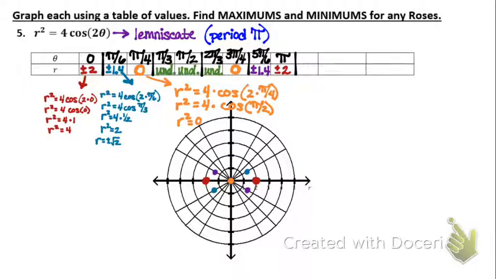What do the lemniscates look like? They look like a bow tie or an infinity symbol. If it's a cosine, it looks like a bow tie on straight. If it's sine, it's a bow tie on crooked.